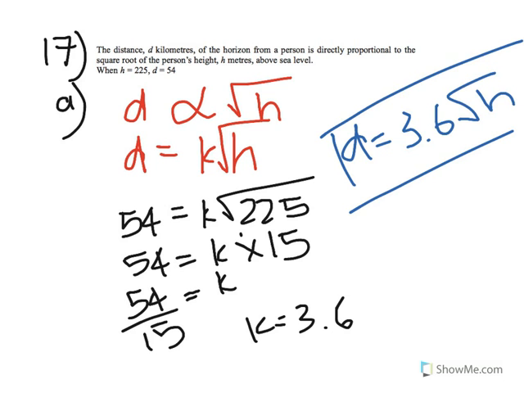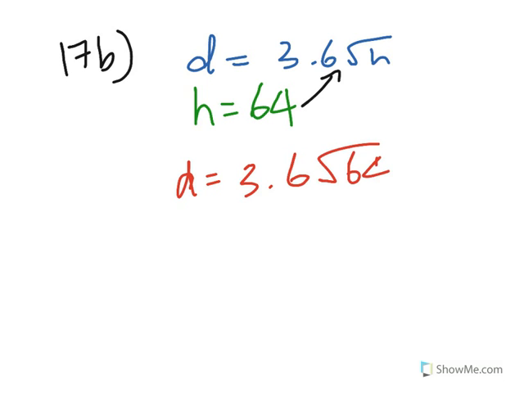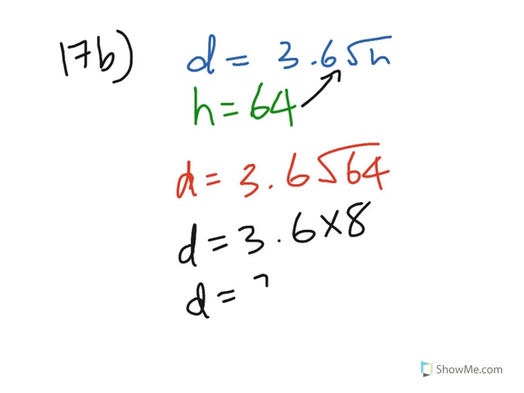And that's it. Question 17b is asking you to calculate the distance of the horizon from a person whose height above sea level is 64 meters. So h is just 64. So all you got to do is just substitute h into this equation, and you'll get a value of d, distance from the horizon. So d is equal to 3.6 times square root of 64. So d is equal to 3.6 times 8. And so d is equal to 28.8.